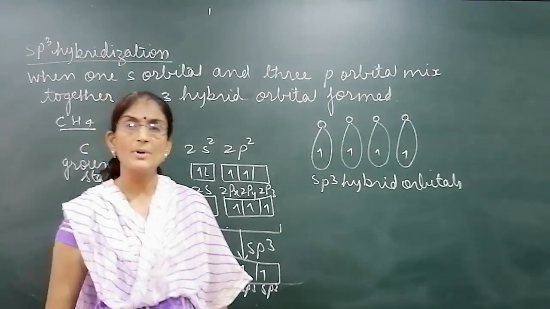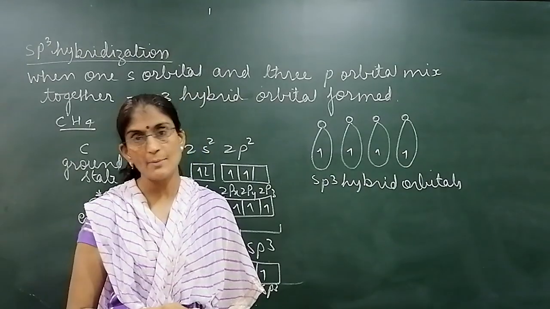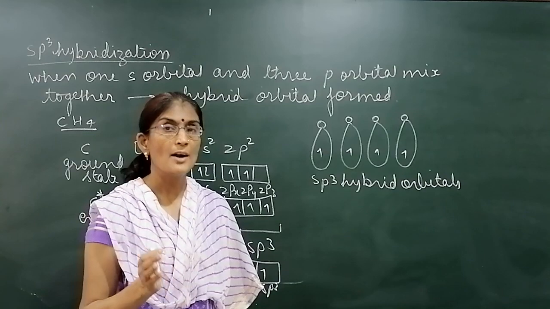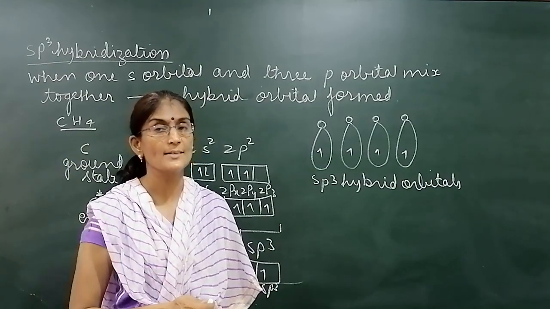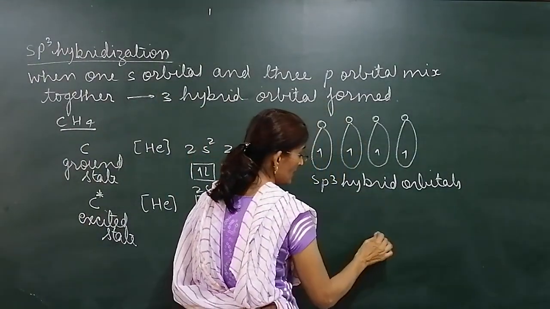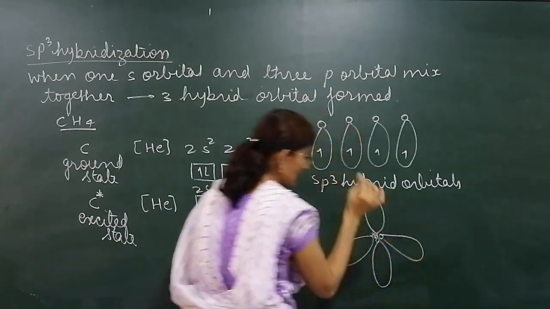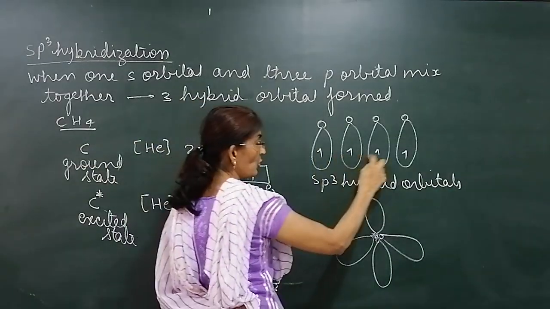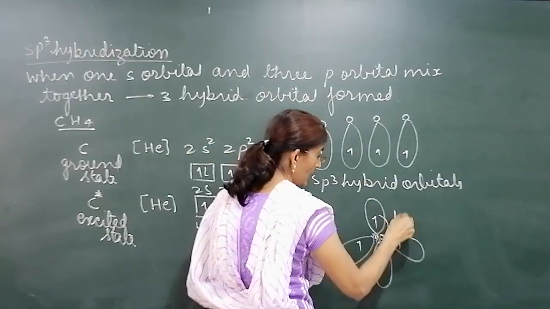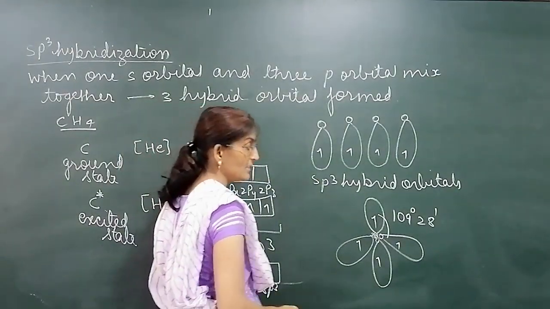Now these 4 hybrid orbitals arrange themselves in space so that the repulsion between them is minimum. How will they arrange? They will arrange at an angle of 109 degrees 28 minutes, with tetrahedral shape. See this way: the 4 hybrid orbitals arrange themselves tetrahedrally like this. They still have unpaired electrons in them. The bond angle is 109 degrees 28 minutes and the shape is tetrahedral.